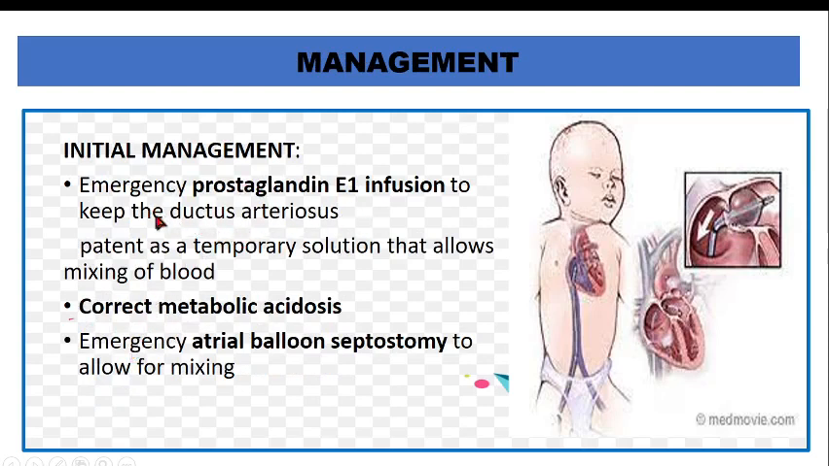Now, initial management, as I was saying earlier, we need to give prostaglandin infusion because we want to keep the ductus patent, because this allows for mixing of blood. Or there can be an emergency atrial balloon septostomy to allow for mixing. Can you see this diagram? We are using a balloon catheter and we are creating an ASD here. So this is emergency atrial balloon septostomy to allow for mixing, and we need to correct metabolic acidosis.